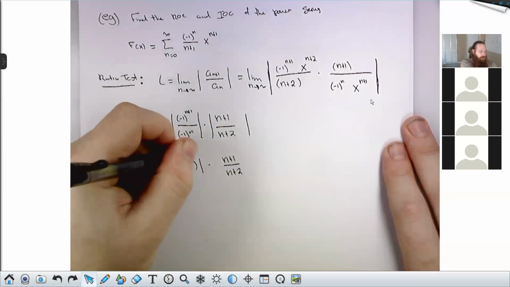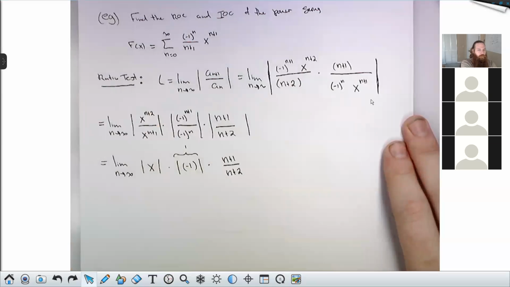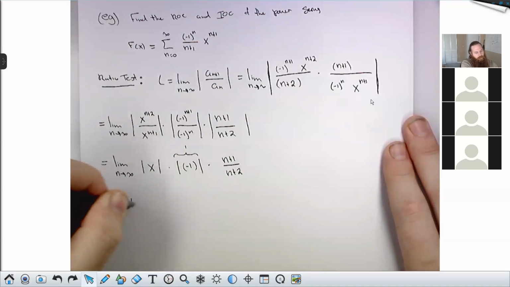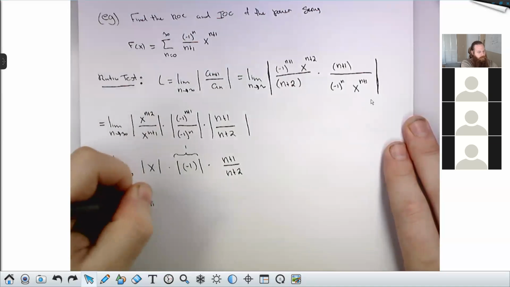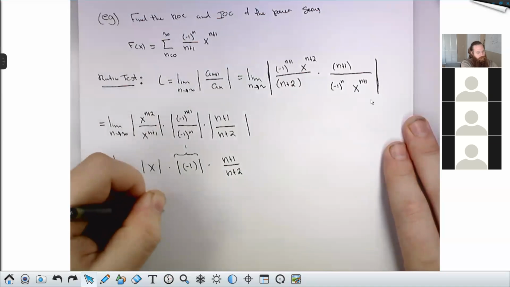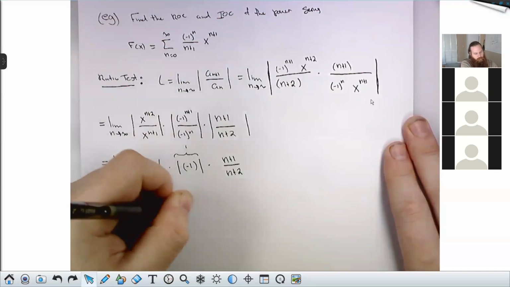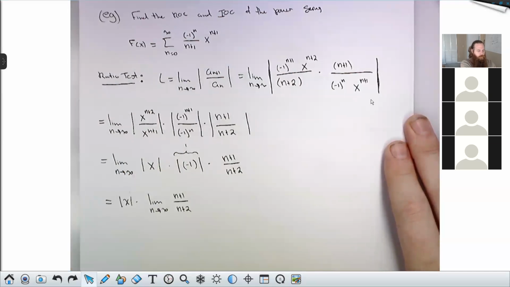The absolute value of negative 1 is 1. So this piece goes away. It's just multiplying by 1. It's not doing anything. This piece doesn't have any n's in it, so we can come outside the limit. And I get the absolute value of x times the limit as n goes to infinity of n plus 1 over n plus 2. What is this limit?